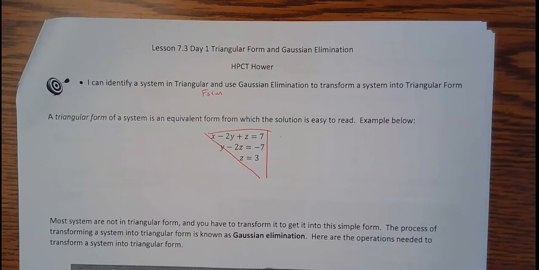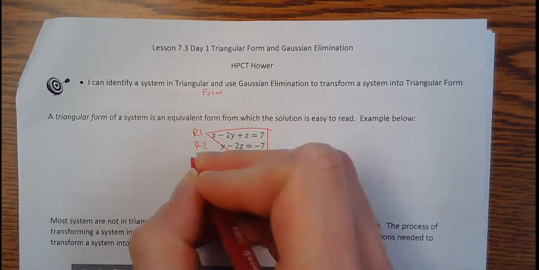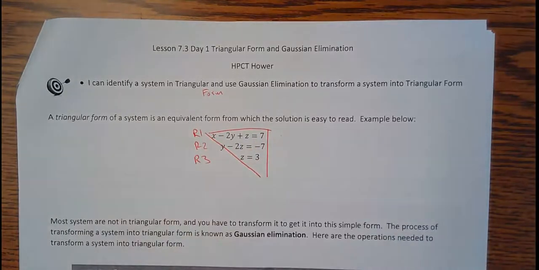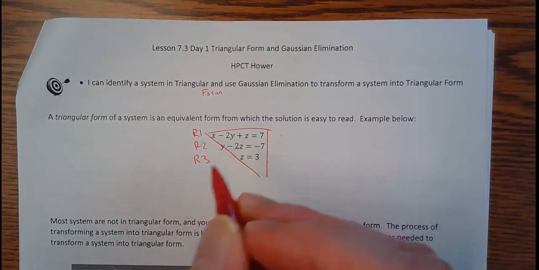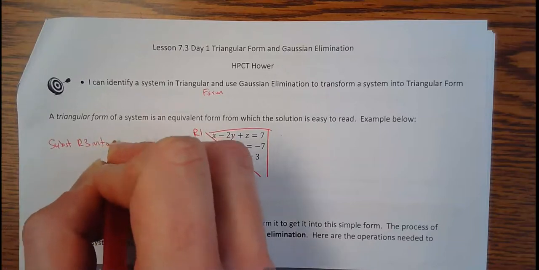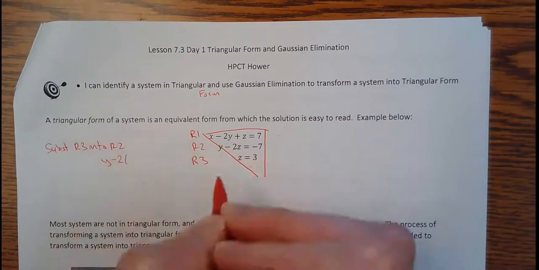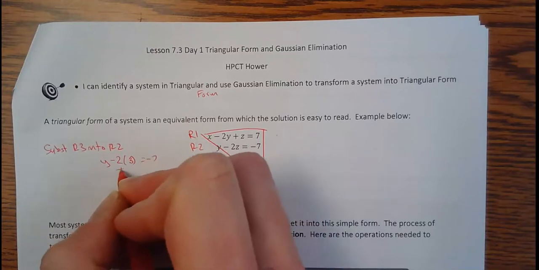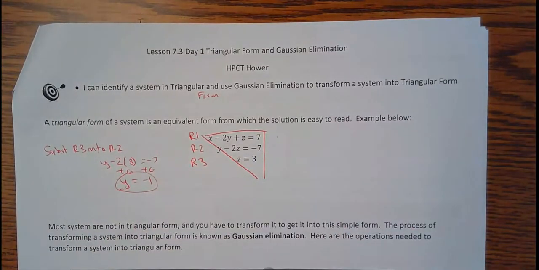And the reason why this is so awesome, we'll think of this as row 1, row 2, and row 3. If I gave this to you on a test or a quiz, this one's easy because it's almost done for you. What I would do is take R3, z is 3, and substitute it up here into R2. So this row 2 would be y minus 2 times 3 equals -7. Add 6 to both sides. So y is now -1. So now I have z is 3, y is -1. I am almost done solving.